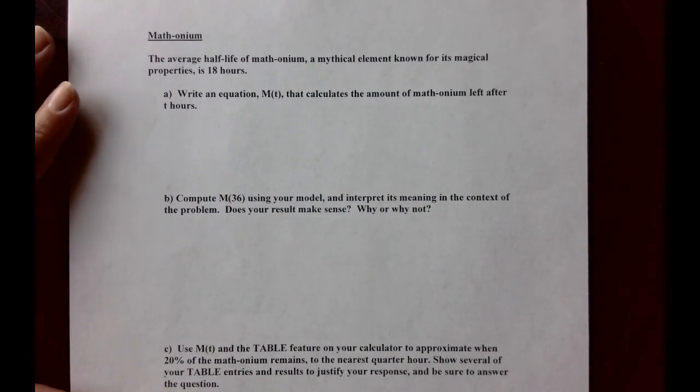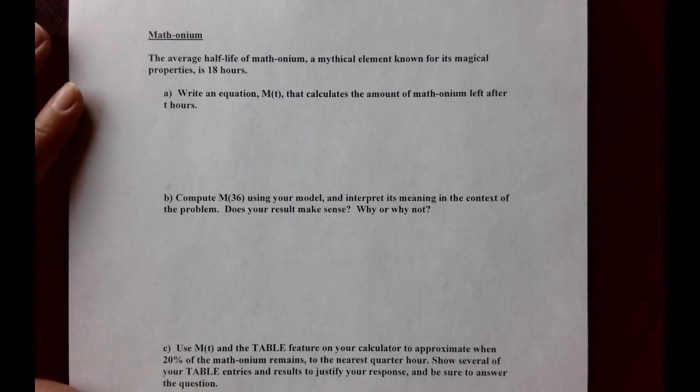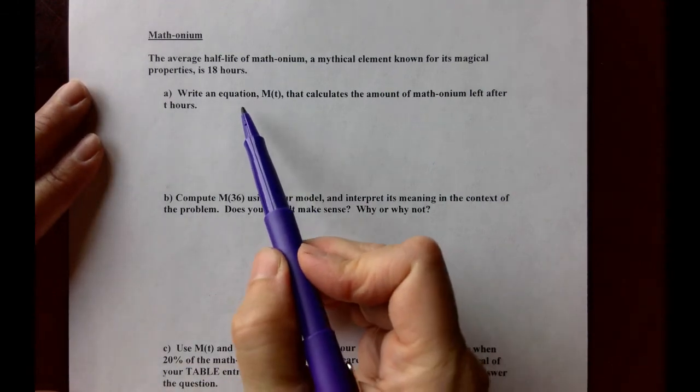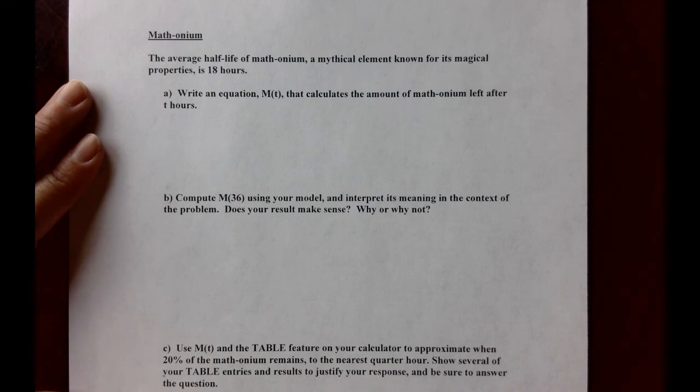Welcome, mathletes. Here's an example involving half-life of a mythical element, mathonium. The half-life of mathonium is 18 hours. Write an equation, actually a function, m of t, that calculates the amount of mathonium left after t hours.